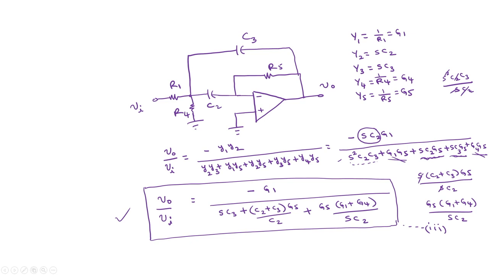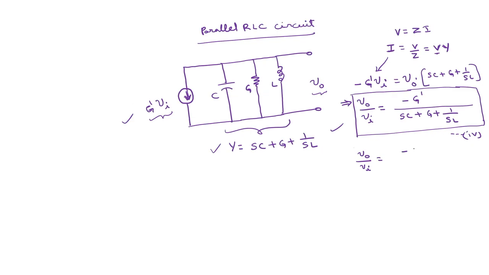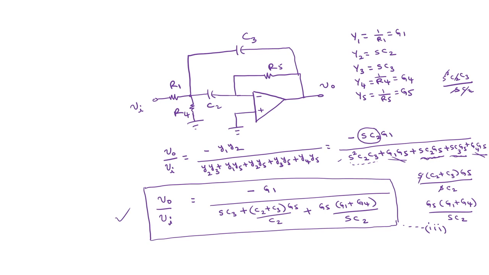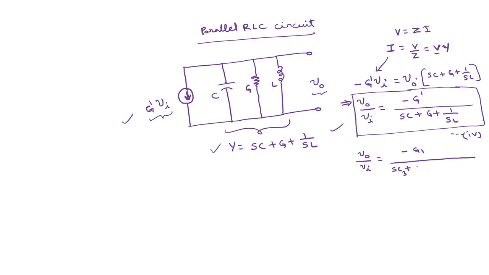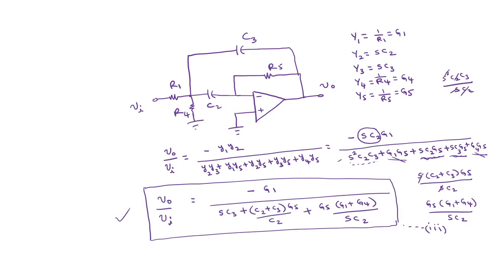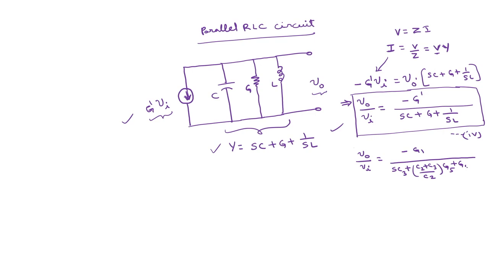This is minus G1 by SC3 plus C2 plus C3 by C2 into G5 plus G5 into G1 plus G4 by SC2. So we compare these two now.